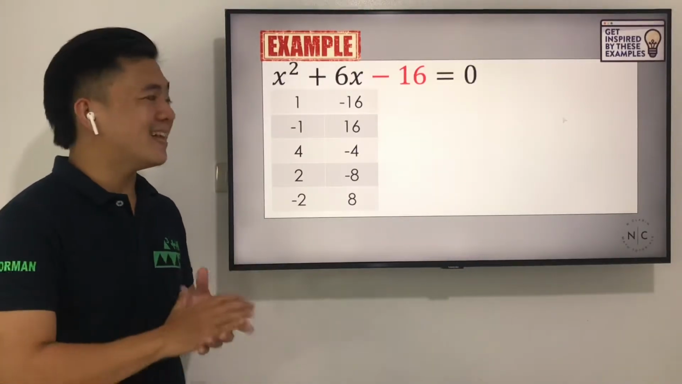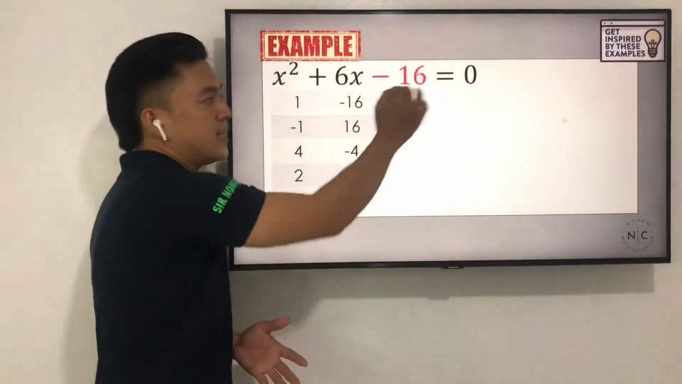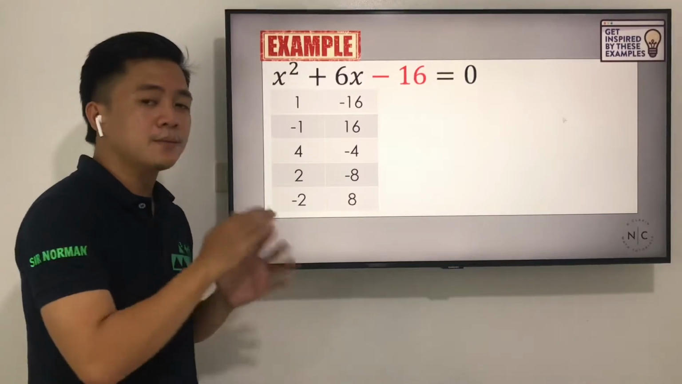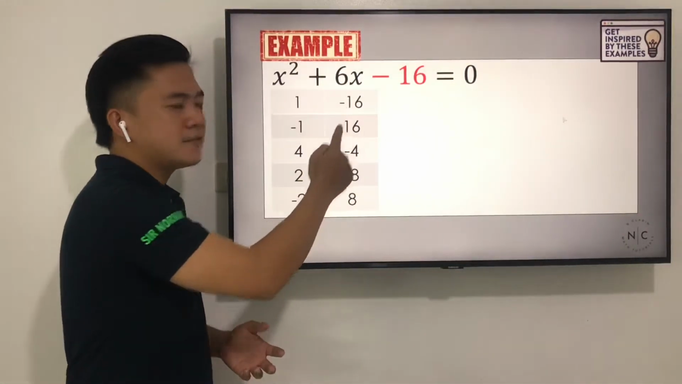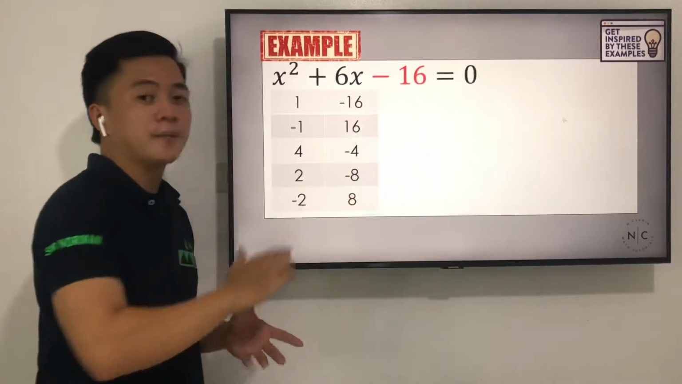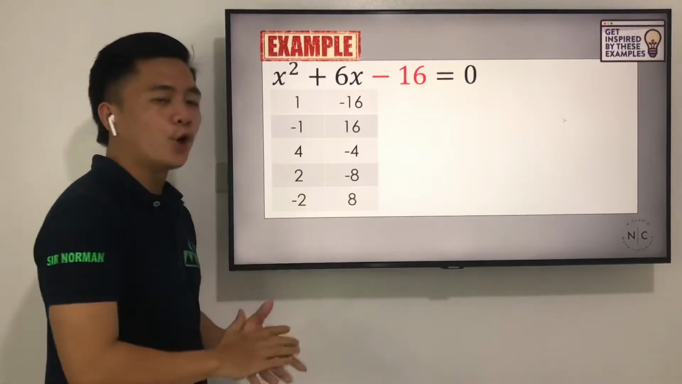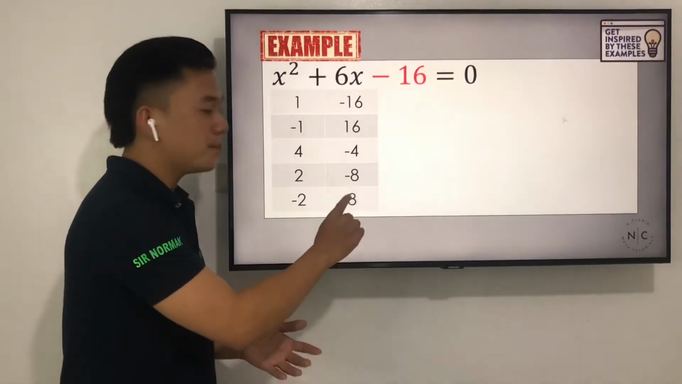So, we will find all possible factors of negative 16. So, negative 16. Kapag negative, ang factors niyan are different sign, tama? Positive negative or negative positive. So, unang-una, 1, negative 16. Pag multiply mo yan, negative 16 para makukuha. Negative 1 and 16, 4 and negative 4, 2 and negative 8, and negative 2 and positive 8.